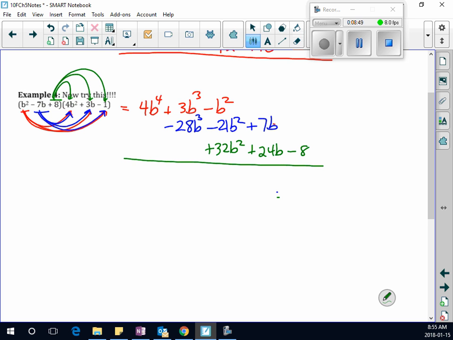So now that I have this all lined up, it's pretty easy to combine like terms. So then we get 4b to the power 4 plus 3b cubed minus 28b cubed is minus 25b cubed. Ooh, this one's a tough one maybe. Minus 1 minus 21 is minus 22 plus 32 would be plus 10b squared. Plus 7b plus 24b is plus 31b minus 8. There you go.